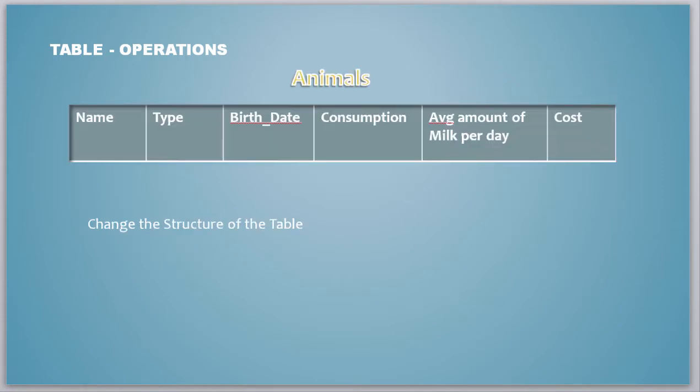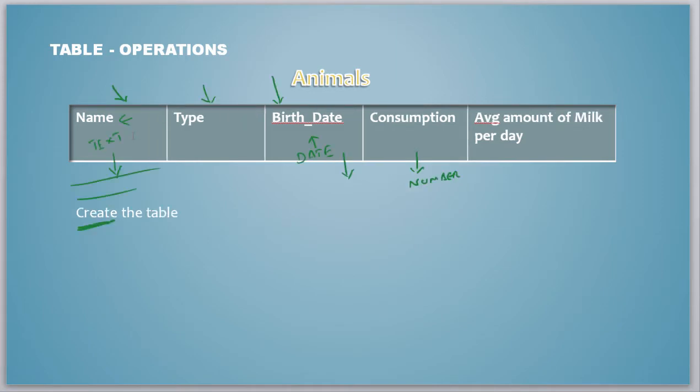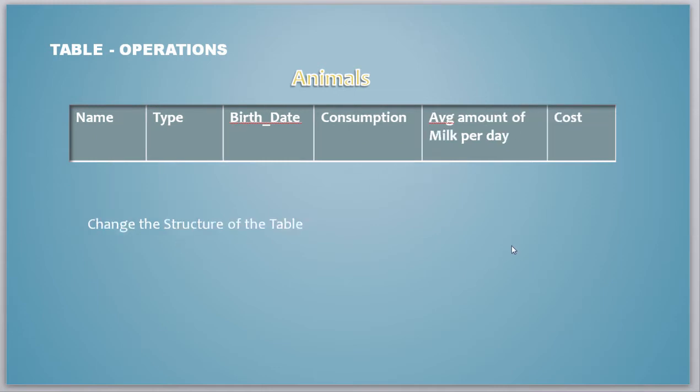And then the other type of operation that we can do is to change the structure of the table. If you notice in the previous slide, I have 5 columns, 1, 2, 3, 4, 5: a name column, type column, birth date, consumption, and average amount of milk. But if you notice here, I've added one more column, 1, 2, 3, 4, 5, 6. So what did I do? By adding the column, I've changed the structure of the table. Like that, now if I want, I can drop a column, or I can change the type of a column from date to something else.